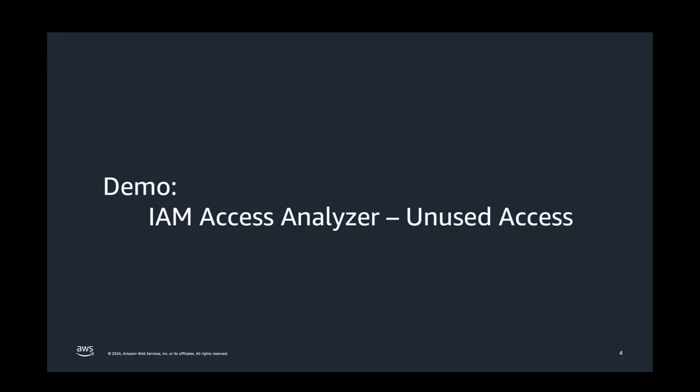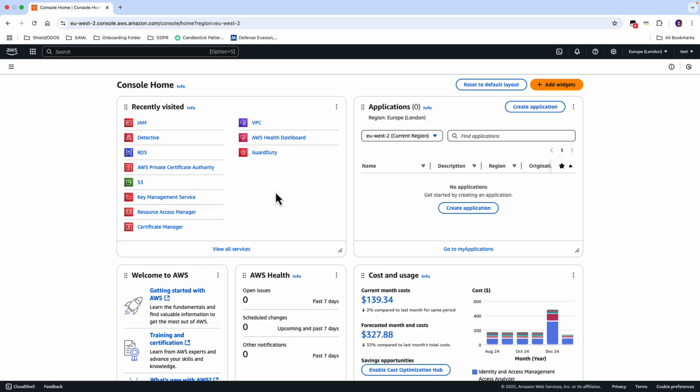Now, let's take a look at how this works in practice by walking through an example AWS account to identify unused access findings. To enable unused access findings for your organization, you need to create an analyzer by using the IAM Access Analyzer console or APIs in your management account or a delegated administrator account. A delegated administrator is a member account of the organization that you can delegate with administrator access for IAM Access Analyzer. I am currently logged into my delegated administrator account.